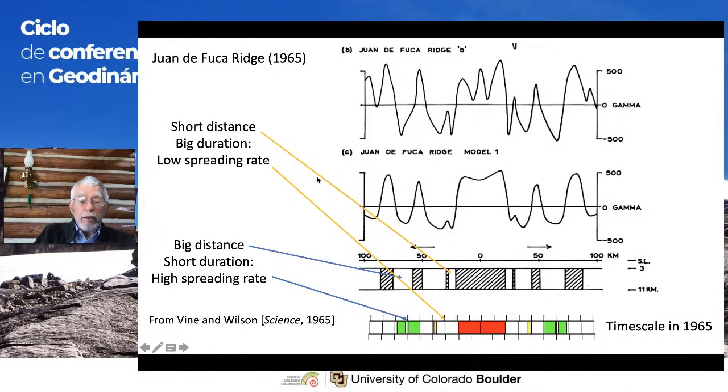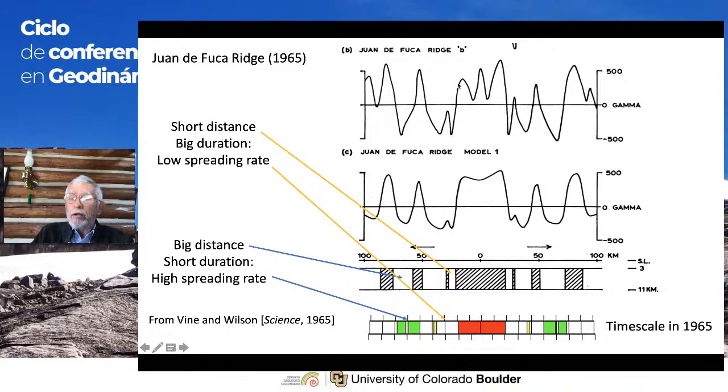And I mention this because if we go back one year, to 1965, Vine, along with Wilson, you'll hear much more about him, wrote a paper in here. And Walter Pittman used to say that Fred Vine was not very proud of this paper. And there's a simple reason. They were looking at the Juan de Fuca Ridge, which lies west of California, Oregon, and Washington in the Pacific Ocean. And they had this profile. Don't worry about this bump in the middle. That can be explained. I'm not going to talk about it.